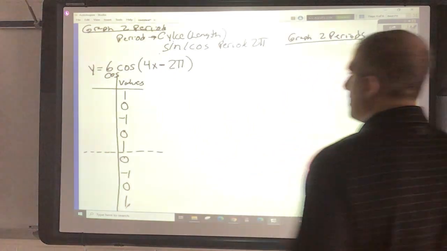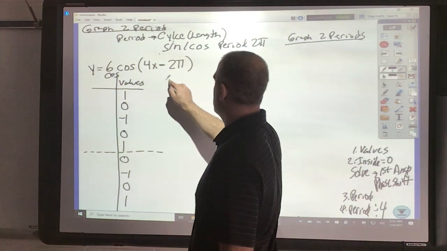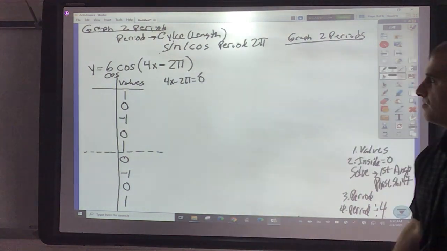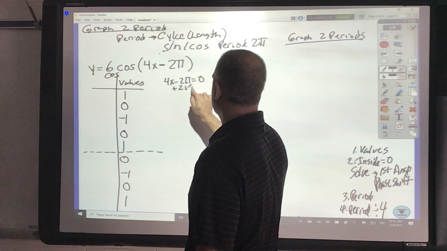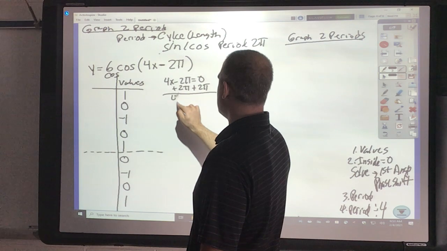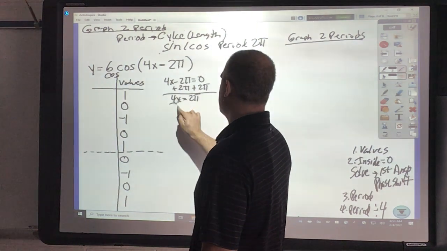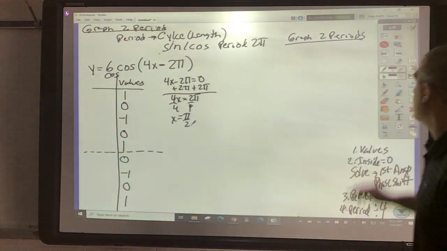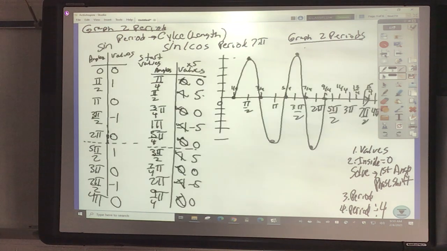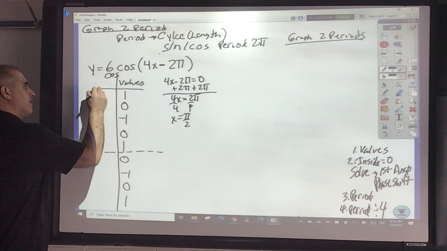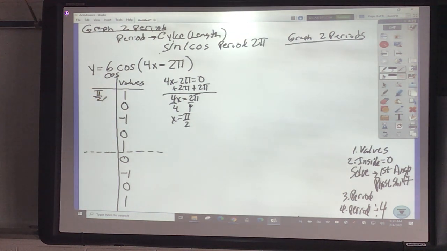All right, now, what am I going to do to figure out my angles? I'm going to take this, whatever's inside, set it equal to 0. I'm going to add 2 pi. That's going to be 4x is 2 pi. Divide by 4. I got x, that would reduce to pi over 2. So what does that mean for me? Okay, look at the previous example real quick. What that means is my first angle value will be pi over 2.